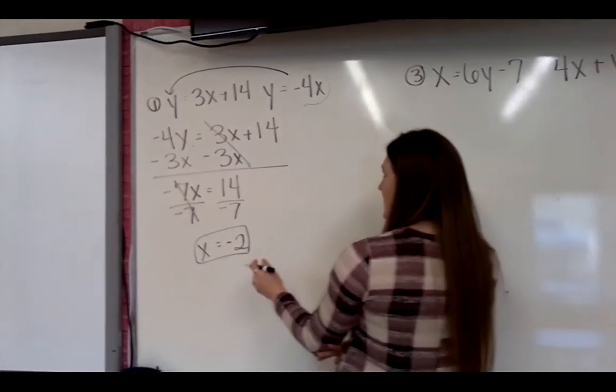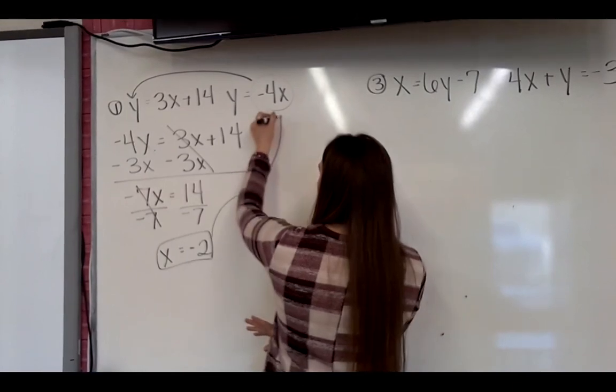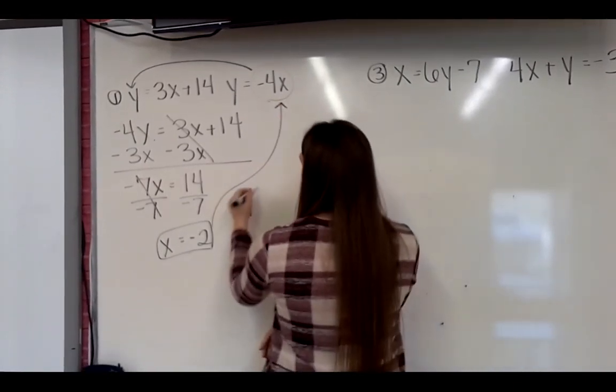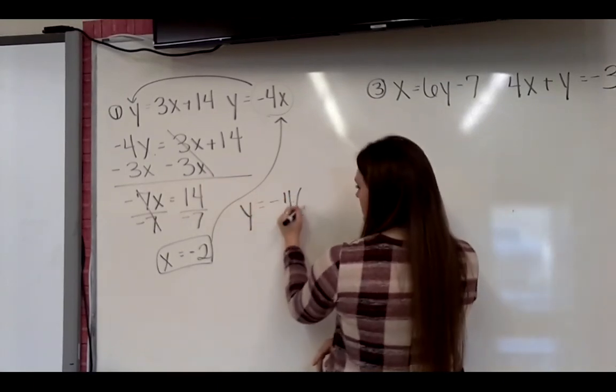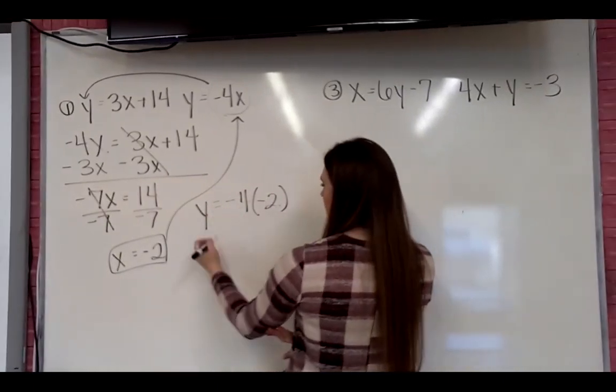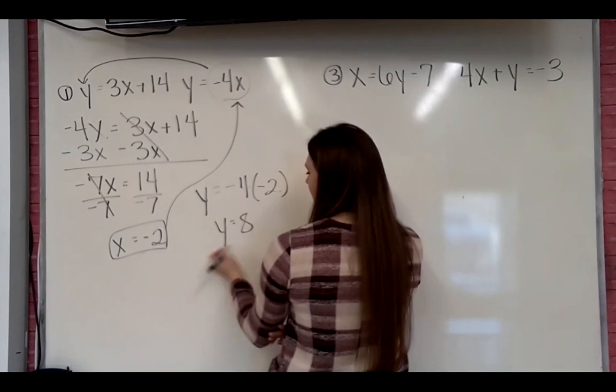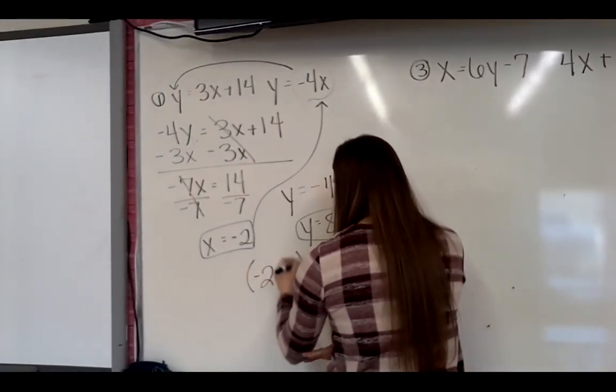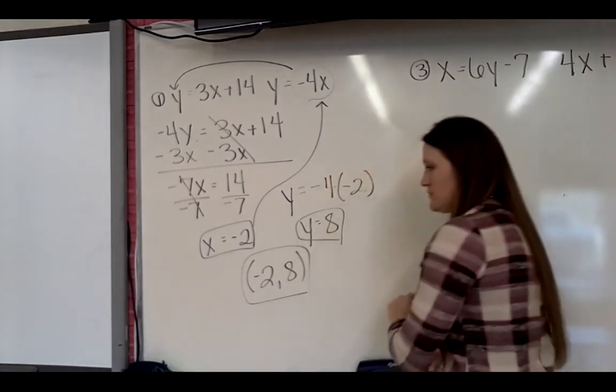Now we plug it back into the original one we started with for x and solve for y. Negative 4 times negative 2 is positive 8. So our solution is negative 2, 8.